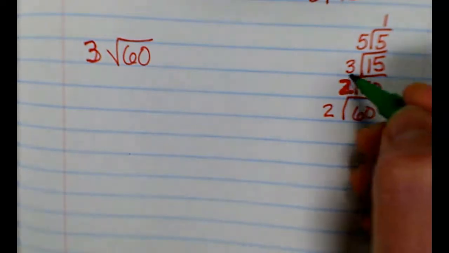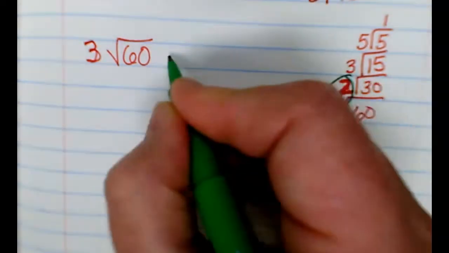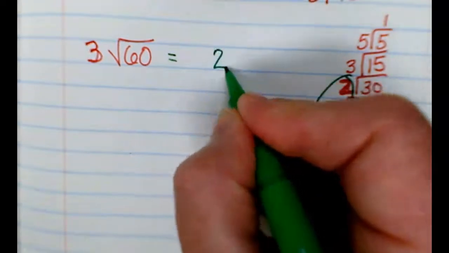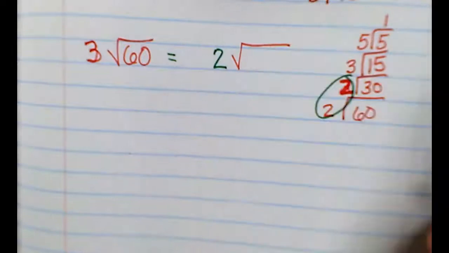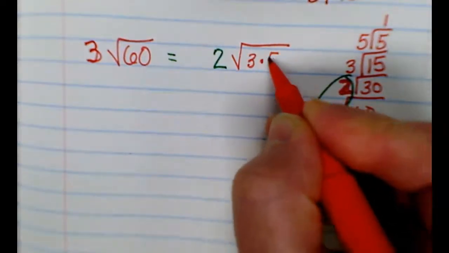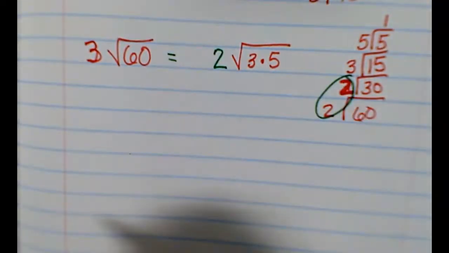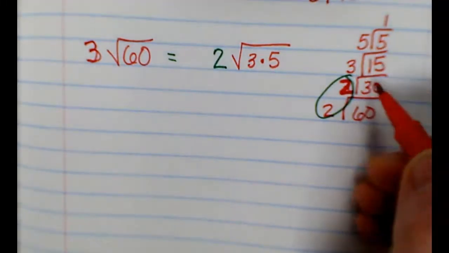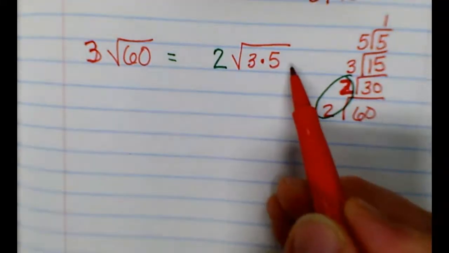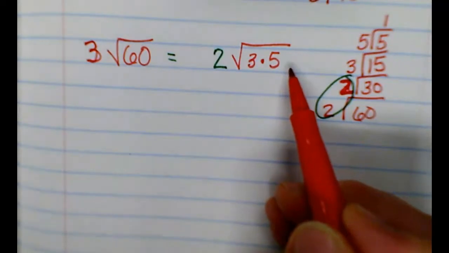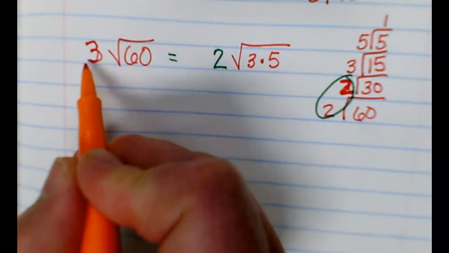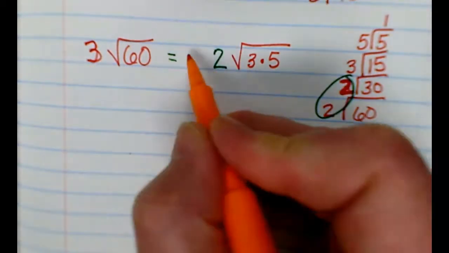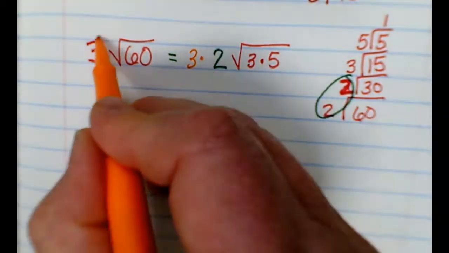So, what do we have a pair of? 2. So, we have a pair of 2s, and what's left over? A 3 and a 5. I have 2 numbers this time that are left over. Both of those numbers go inside the radical sign. Now I have to come back to this number right here. What do we have out in front? 3. And so we still have a 3 out in front.